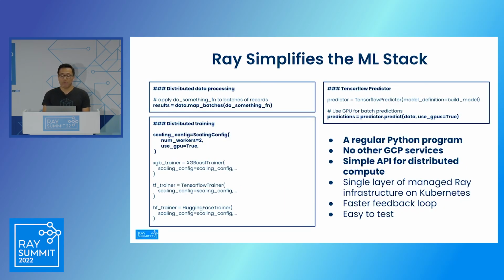So with Ray's unified API for distributed computing, it's simple and intuitive to configure resources for training, prediction, and data processing. Less Kubernetes knowledge is required for researchers and data scientists. All they need to know is the number of CPUs and GPUs for their workload. With the Ray 2.0 release, by defining a scaling config, we can conduct distributed training for XGBoost, TensorFlow, and Hugging Face, and more.